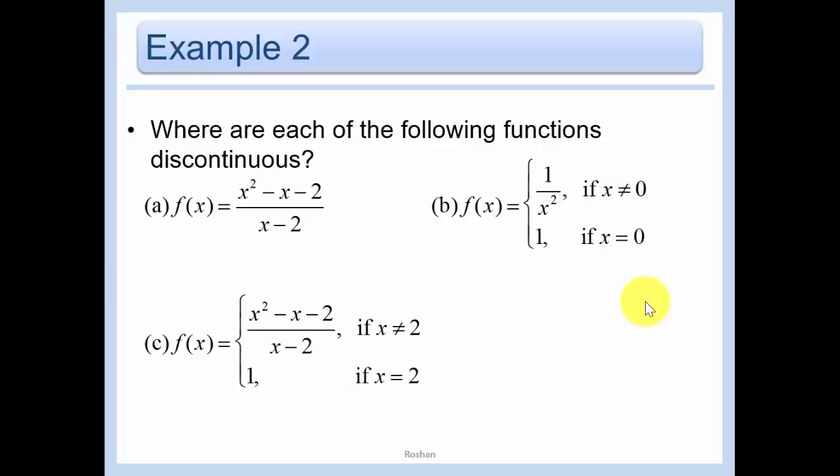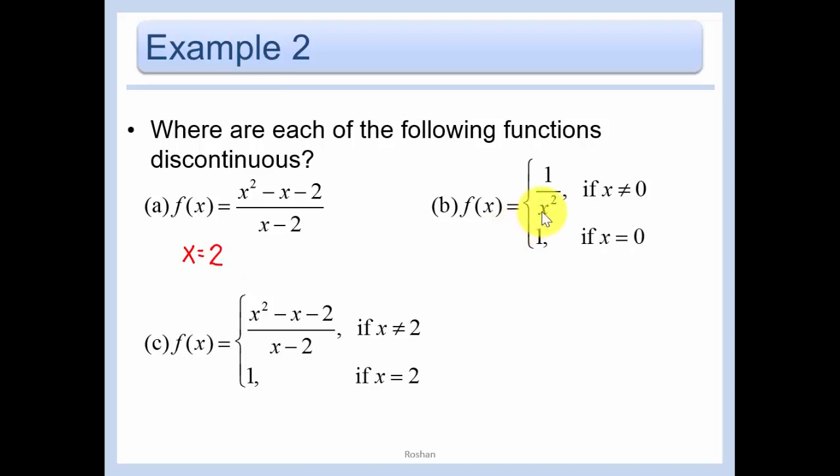Okay, now let's look at a couple of examples. We're going to start by doing them algebraically, and then we'll look at them graphically. To look at A here, let's start with thinking about where is our problem spot. Well, our problem spot would be where the denominator equals 0, because thou shalt not divide by 0, right? So x equals 2 is going to be our problem spot. This function right here is not defined at x equals 2, so it must be discontinuous at x equals 2.